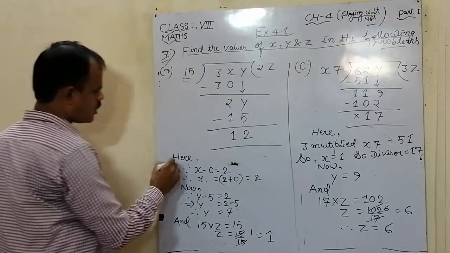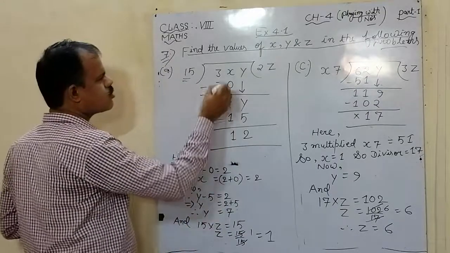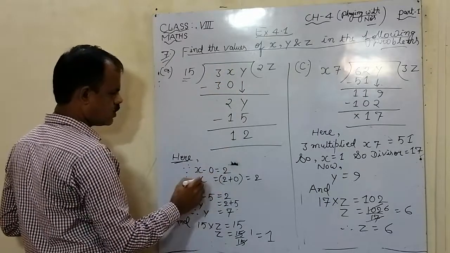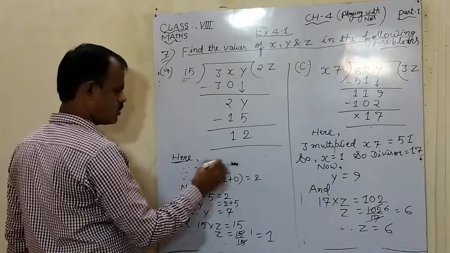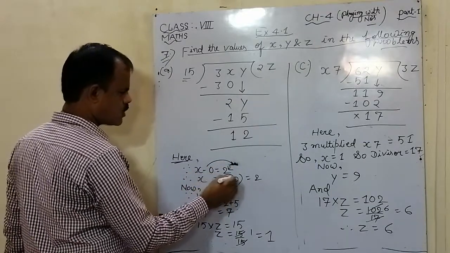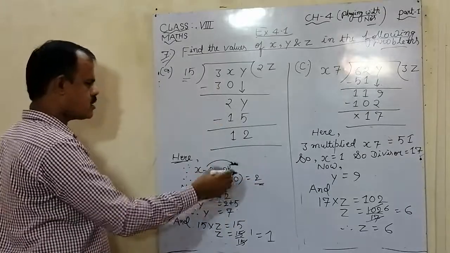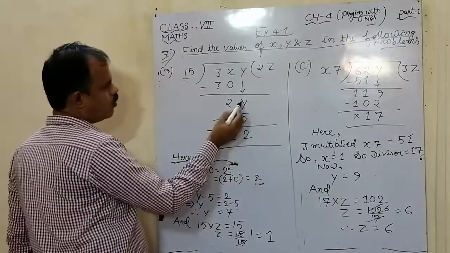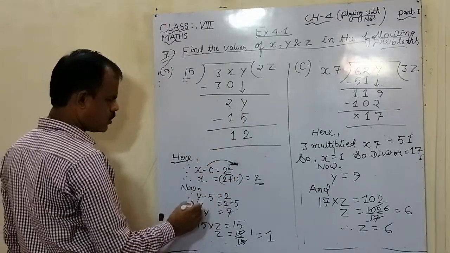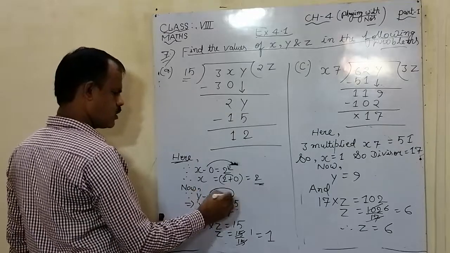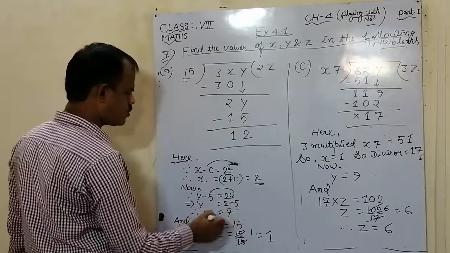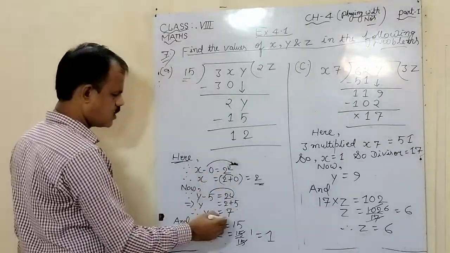So here you can see, x minus 0 equals 2. So x equals, shifting this 0 to the RHS side, minus 0 becomes plus 0, 2 plus 0 is 2. So the value of x is 2. Now see here, y minus 5 equals 2. So y equals, shifting this 5 to the RHS side, it becomes 2 plus 5, y equals 7. So the value of y is 7.